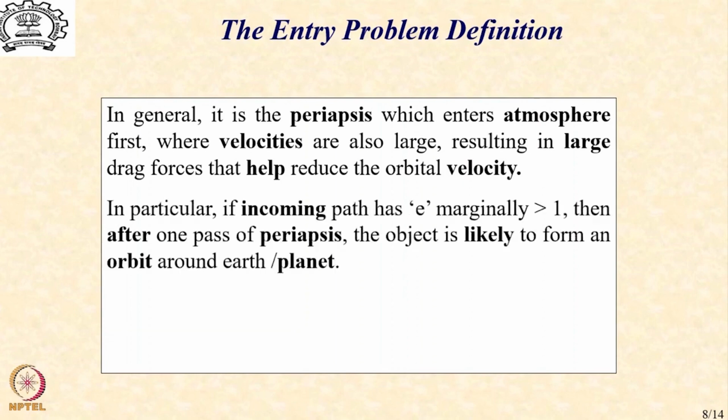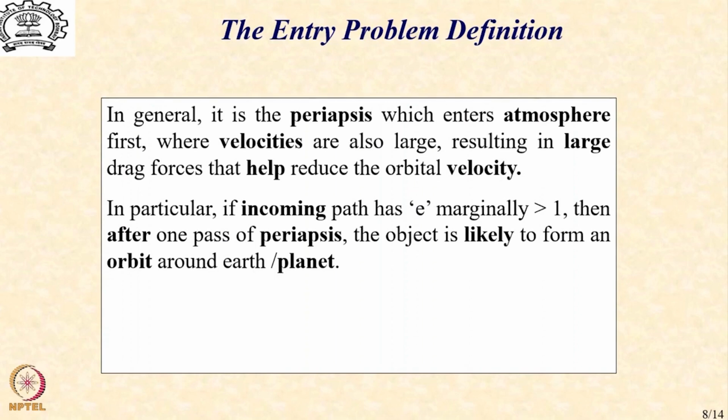So in this context, what is commonly done is to design the entry trajectory from outer space in such a manner that the eccentricity of the trajectory is marginally greater than 1, so that after it passes once through the Earth's atmosphere or planet's atmosphere, its velocity becomes sufficiently small so that it can form immediately an orbit about that planet.